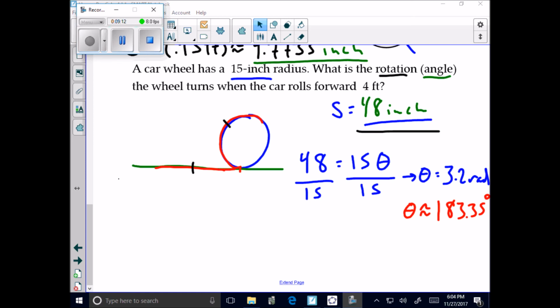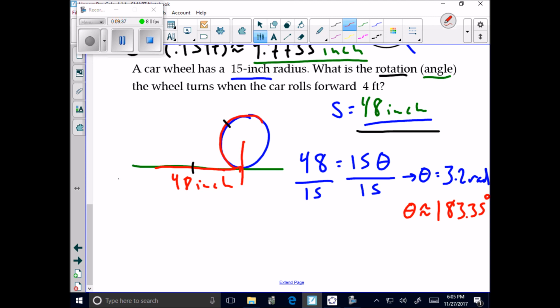So right here, as we think about that distance along the ground that the tire has rolled as being our 48 inches, and that's equal to the amount of the perimeter of the tire that has made contact with the ground, or the arc length that the tire has turned along the ground, we can see that the amount of rotation the tire has done is basically the amount of turning that would allow the tire to make contact with the ground. So right here, our arc length is 48 inches.